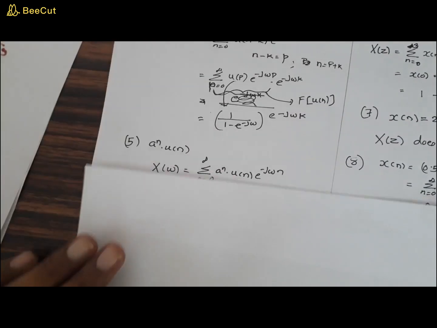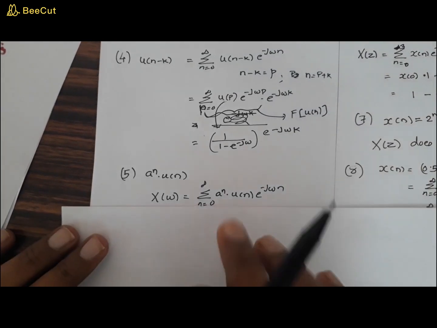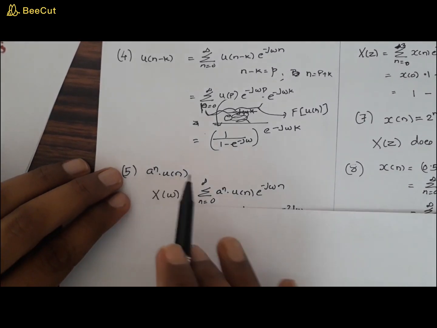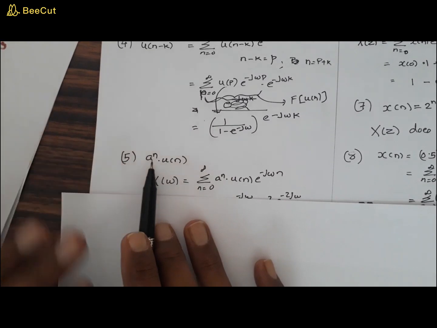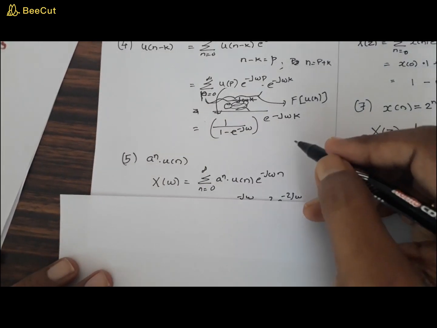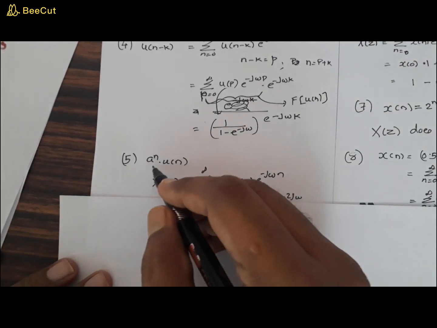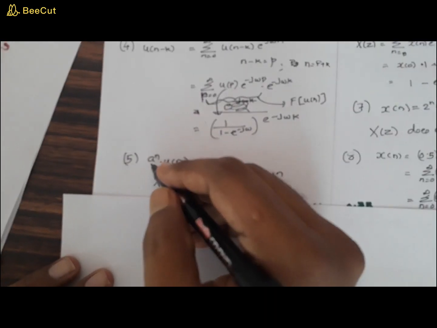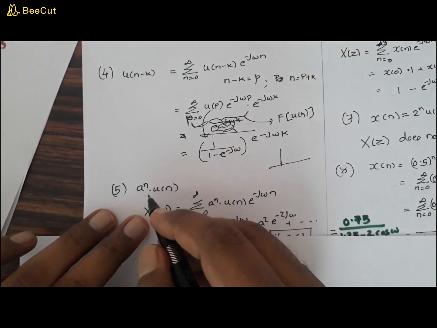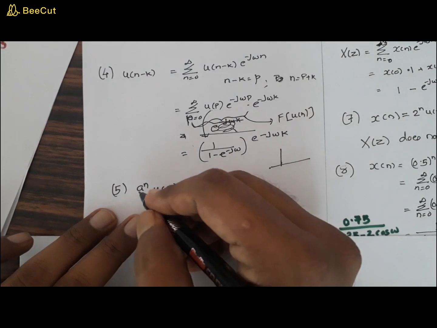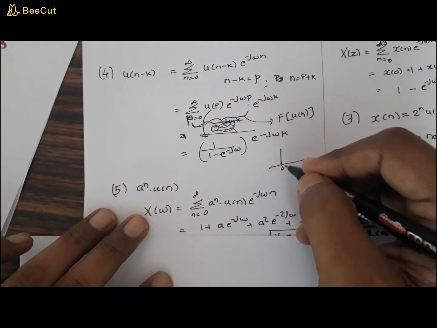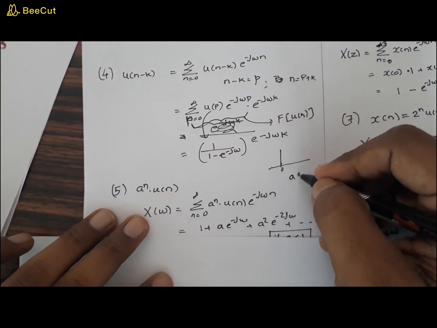Then you have a raised to n into u of n. This sounds similar to the limiting function which we have just done. Anyway, this is another type of problem. A raised to n into u of n is just an exponential signal, a discrete exponential signal. We know that if a is less than 1, it is an integrable function. Since it is a raised to n into u of n, this is a positive going signal, and for it to be an exponentially decaying signal, what is the condition for a? a has to be less than 1.